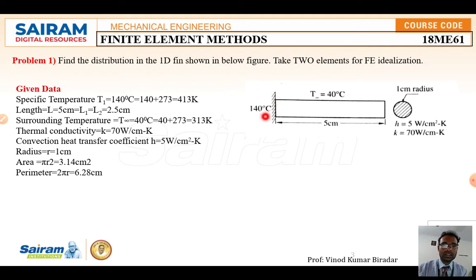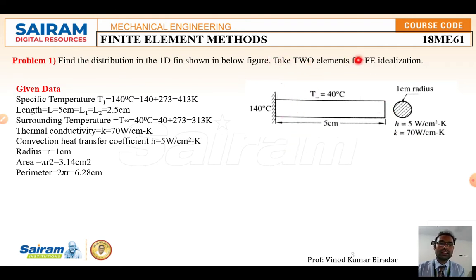Here on this side the surface temperature is given as 140 degrees centigrade, and T infinity is the ambient temperature, which is 40 degrees centigrade. The length of the given element is 5 centimeter. The diameter, the radius of this fin is 1 centimeter. Here K stands for the thermal conductivity, and h stands for the convection. The convection h is equal to 5 watt per centimeter square Kelvin, and the thermal conductivity is equal to 70 watt per centimeter Kelvin. This is the given data.